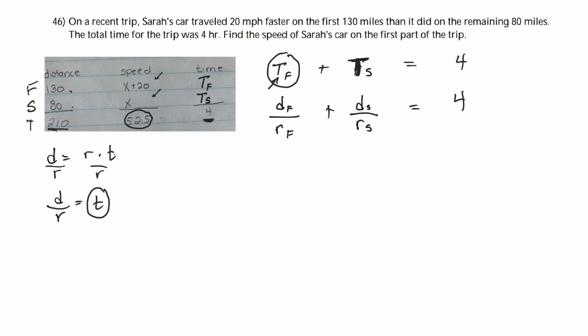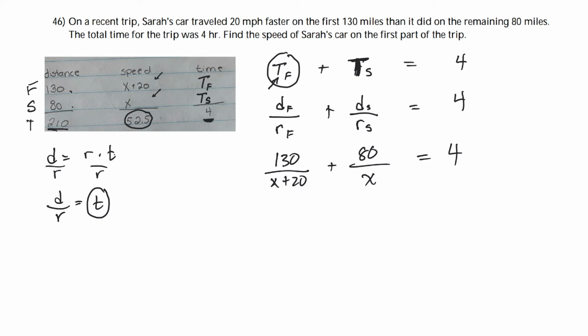Okay, good. So now the distance for the first part was 130. Rate for the first part, x plus 20, plus distance for the second was 80, over rate for the second was just x. So this has to equal 4. So there I've got a nice rational equation that I can solve for x. I just have one variable. So let's try and solve it.